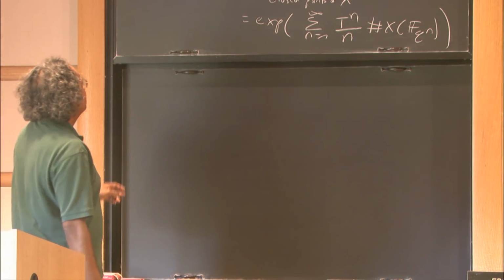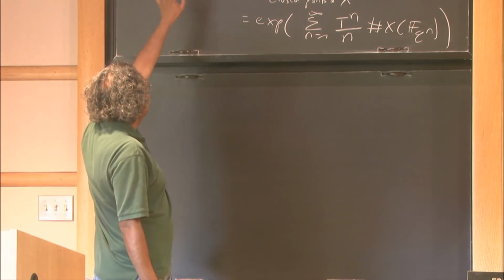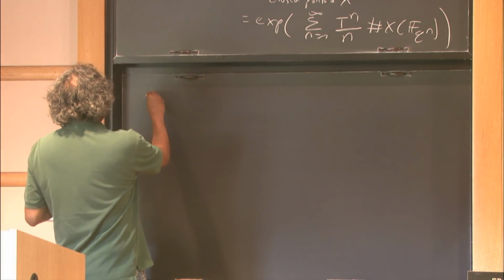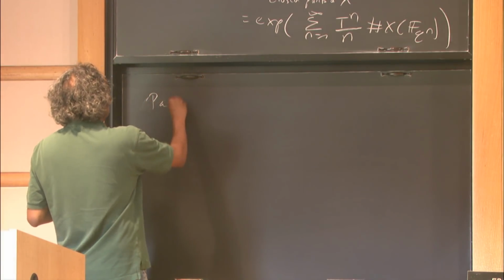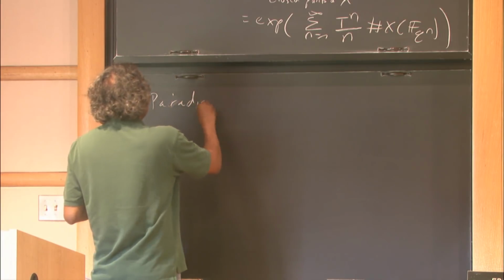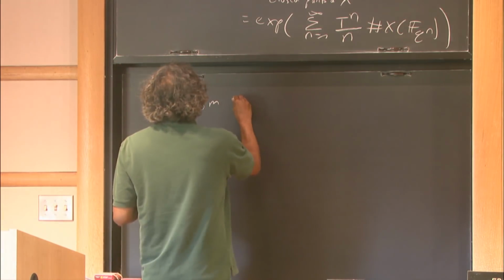Now, how do you actually get any information about this thing? Well, the paradigm for gathering information about this thing is to give it a spectral interpretation.